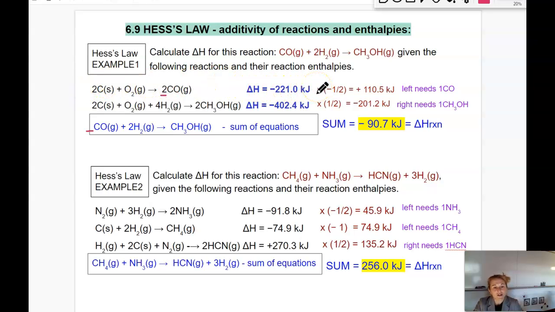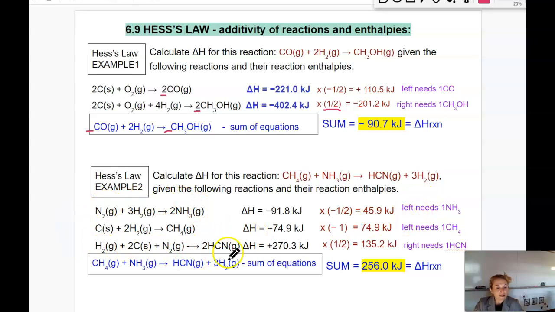Remember, we treat the energy just like we would a chemical. And then for this guy, we didn't need to flip it because we have our product in the step and our product in the sum equation. However, we see that we have 2 here and we only have 1 here. So this one also needs to be halved, but we keep the same sign. And so that one's halved and we do our math there.